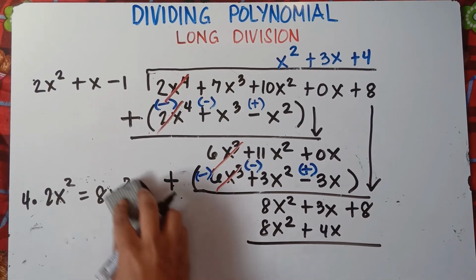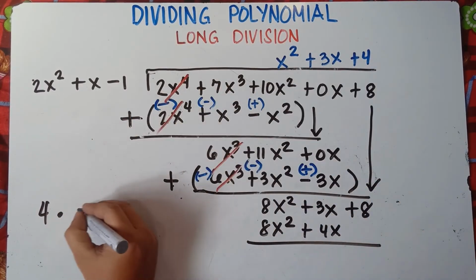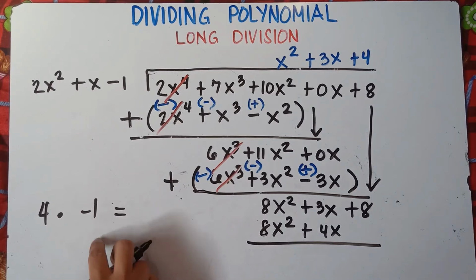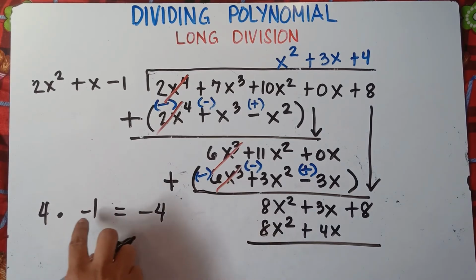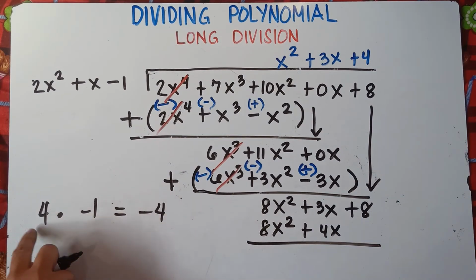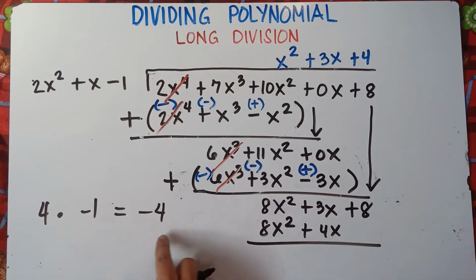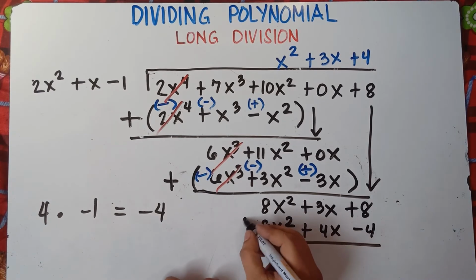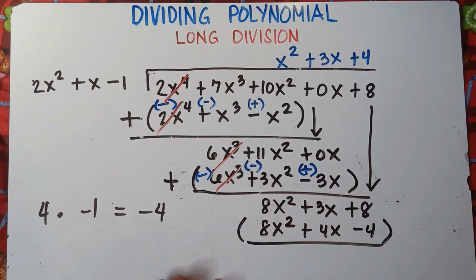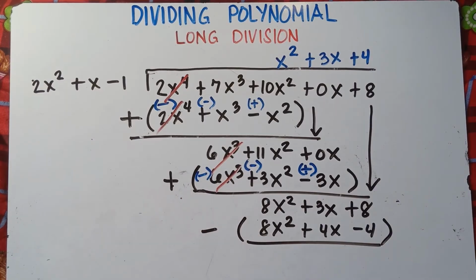Alright, and then last part, 4 times negative 1. That's negative 4. Positive times negative is negative. 4 times 1 is 4. Once again, always remember, when you're multiplying unlike signs, the answer is always negative. So negative 4. Alright, and then you put parentheses. Then minus. So once again, rules in subtracting polynomials, you change the sign of the subtrahend, then proceed to addition.